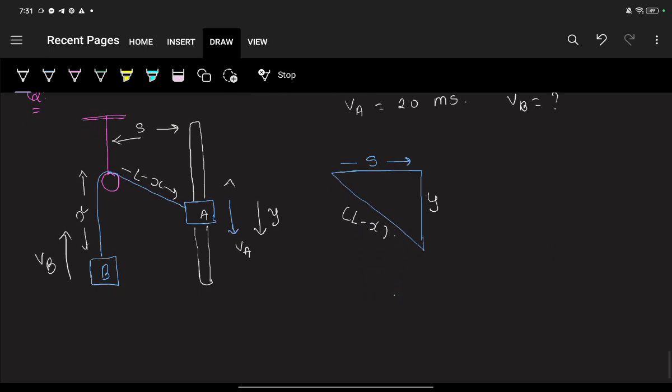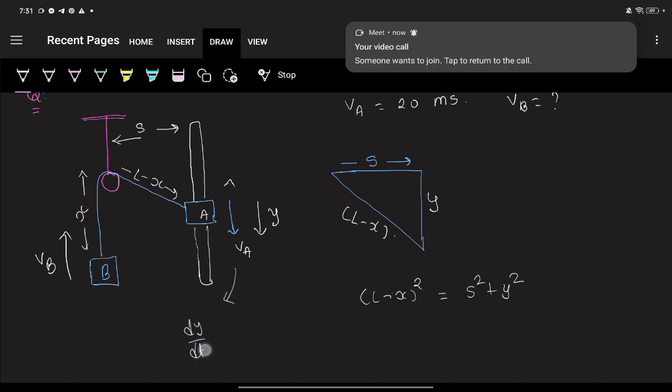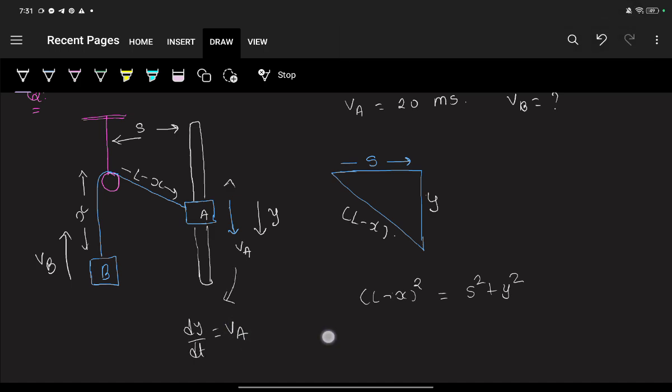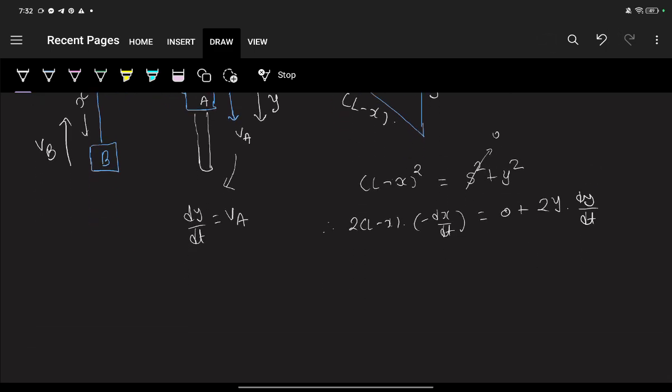So again, using Pythagoras, we can say that L minus x whole square is equal to x square plus y square. Now remember that this y is basically displacement, right? So if you differentiate this thing, it would be minus dx by dt is equal to, the differentiation of this s square would be 0. The differentiation of this y square would be dy by dt. And this Vb is basically dx by dt.